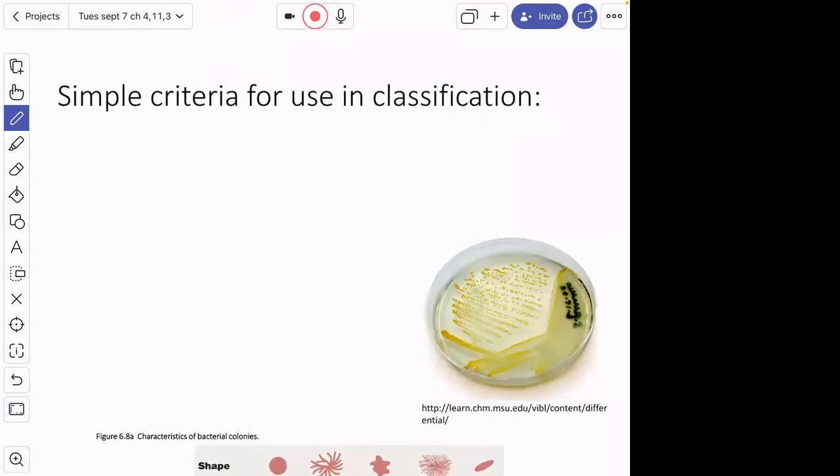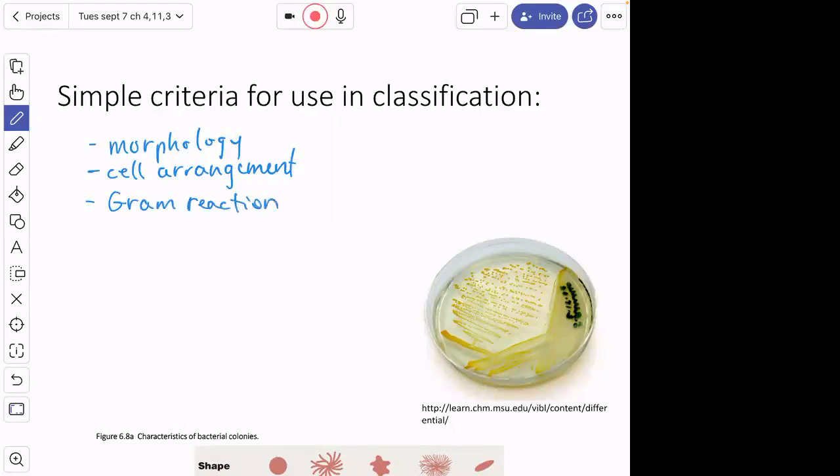Okay, so some of these simple criteria that we've been talking about, again, the morphology of the cell, arrangement. Another really common thing to use to group organisms together is the Gram reaction. And we'll talk more about what that means for an organism to be Gram positive or Gram negative shortly, but it has to do with differences in their cell wall. It's a really useful thing. Let's see, whether they make endospores or not, we just talked about that.